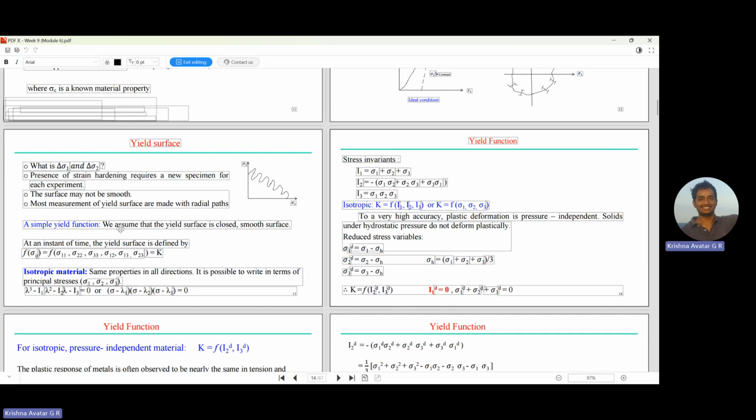Now, for a simple yield function, we'll assume that the yield surface is a closed smooth surface, right? So at an instant of time, the yield surface is defined in terms of the stress components, and it has a certain constant value which we determine from experiment. Now we usually take the material to be isotropic, and for isotropic material the properties are the same in all directions. So it's possible to write it in terms of the principal stresses, isn't it? So we can have this yield function with the principal stresses as arguments, right?